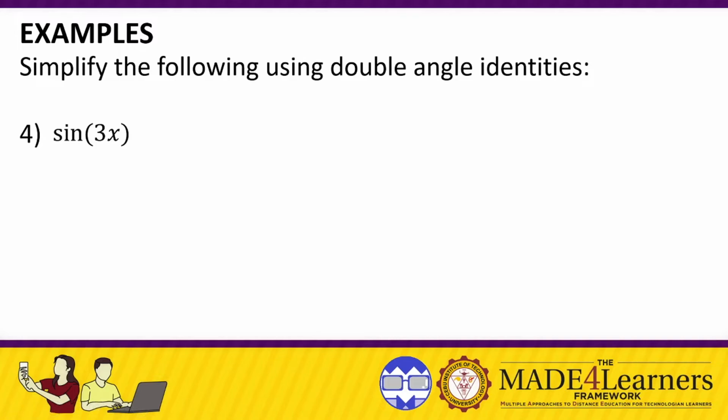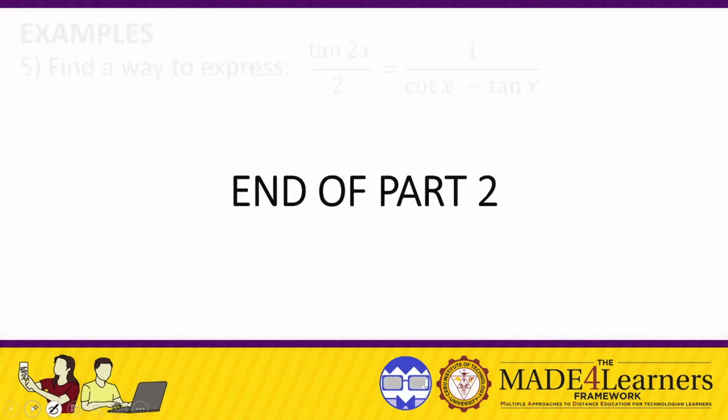Okay, so this is kind of different from the last example. So what to do? We can actually separate. Okay, so we have sine. Instead of 3x, let's have 2x plus x, because 3x is just 2x plus x. So now we have a double angle here, which is 2x, and a sum and difference. Okay, so this is actually a sum and difference identity.